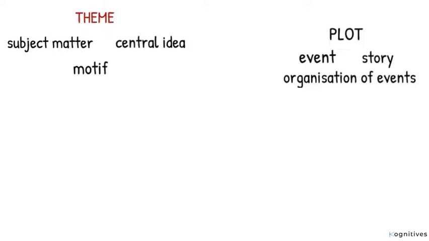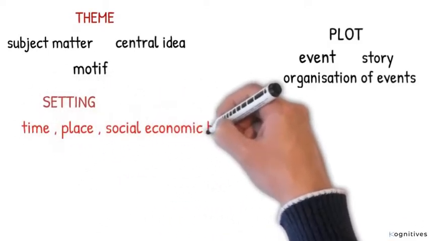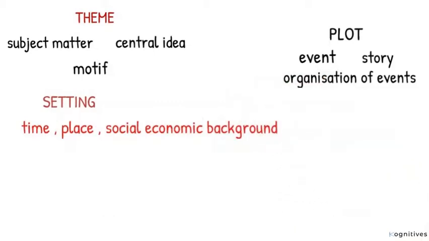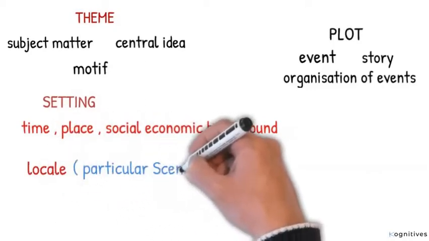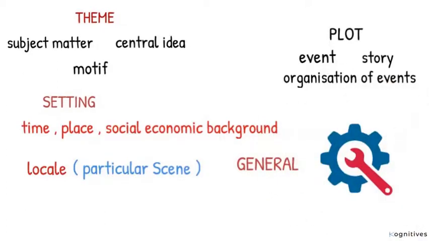Next is the setting. The setting refers to the time, place, and socio-economic background of events of the play. Locale refers to a particular scene of an event. It is usually smaller than the general setting, though it is part of it. A play may have a general setting, but it must have a particular locale, which is a particular spot of an event.